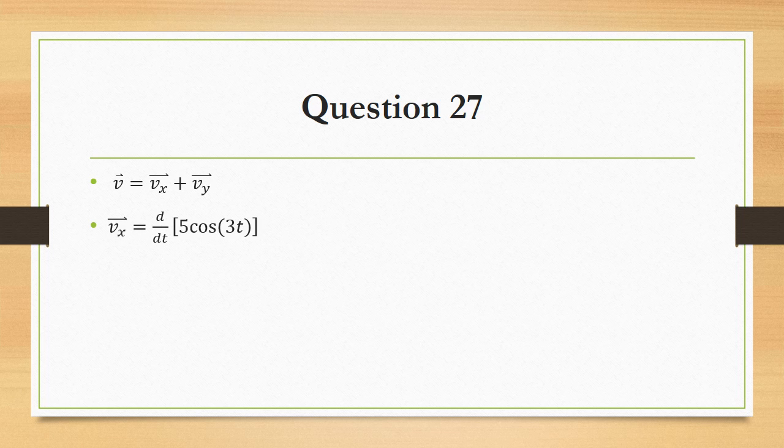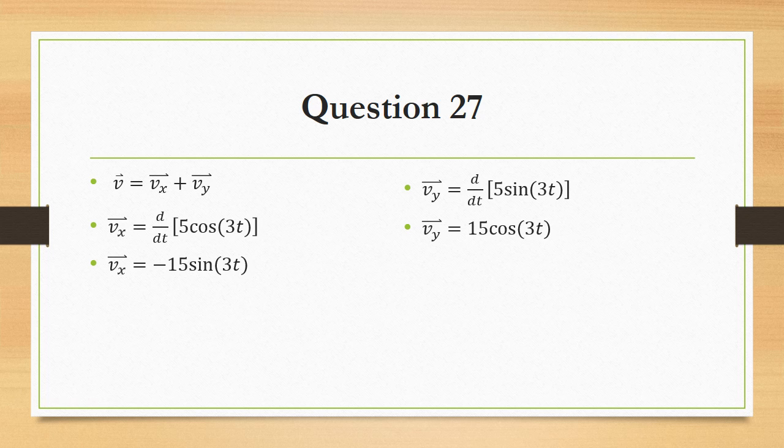To do it, we take the derivative. So the velocity in the x dimension is just the time derivative of that function in the x dimension. And this is the chain rule thing. So we need the derivative of the inside times the derivative of the outside. So the derivative of 3t is 3. The derivative of 5 cosine theta is negative 5 sine theta. So the total is negative 15 sine 3t. Same in the y dimension. I'm going to take the time derivative of 5 sine 3t and get 15 cosine 3t. And now we can use those as our two expressions for vx and vy.